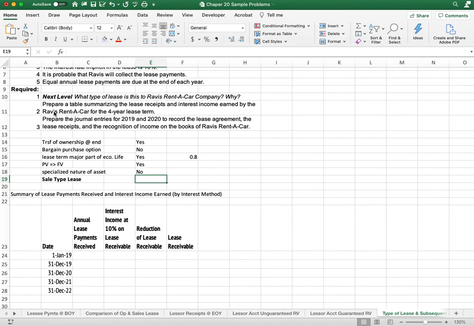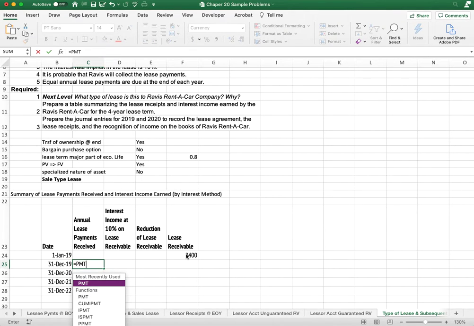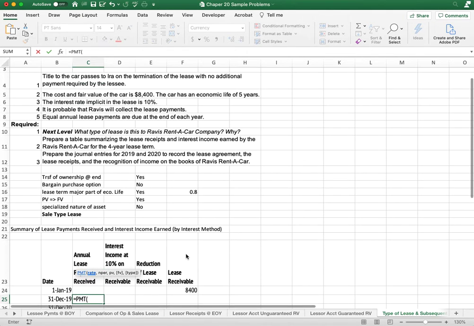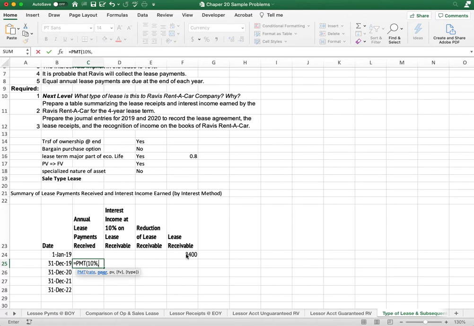Then the second part is to prepare a table summarizing the lease receipts and interest income earned by Ravis Rent-A-Car for the 4-year lease term. The $8,400 is our initial lease receivable, and we'll use the payment function to calculate the annual lease payment. So we'll say equals payment, open parentheses, rate was 10%, there's 4 periods, and $8,400 is our present value. And so we get lease payments of $2,649.95.